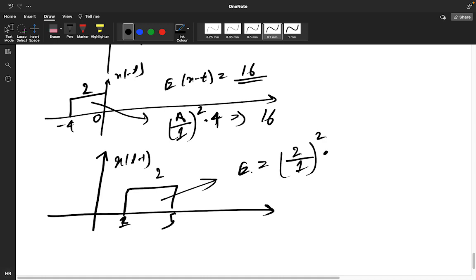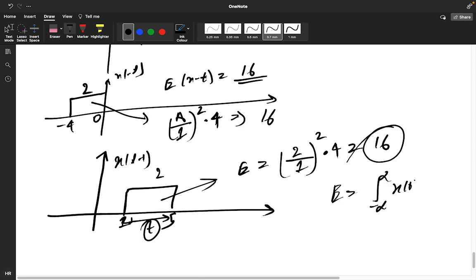What is the time period? 5 minus 1, 4. You have to see this time gap. So that is 4. Same. Even if you want to apply the formula, E is equal to the integral from minus infinity to infinity of mod of x of t, the whole square, dt, you will get 16 only. Or you can do it with this method.